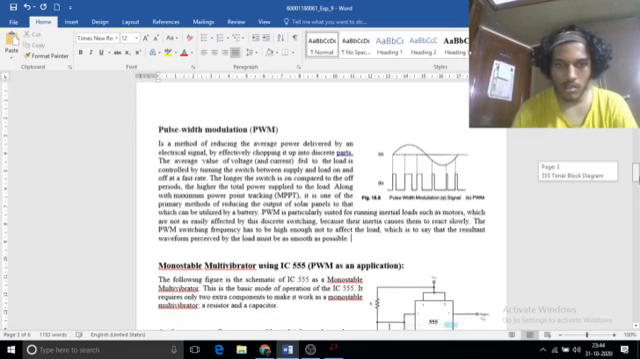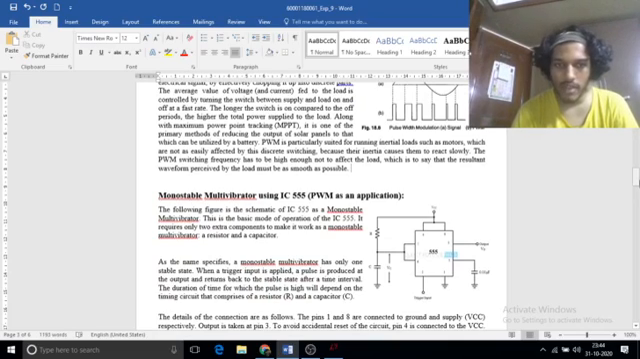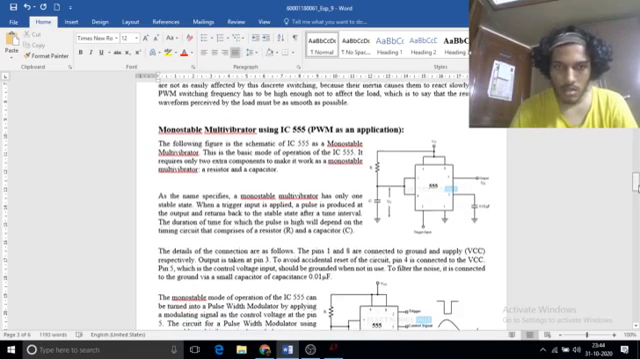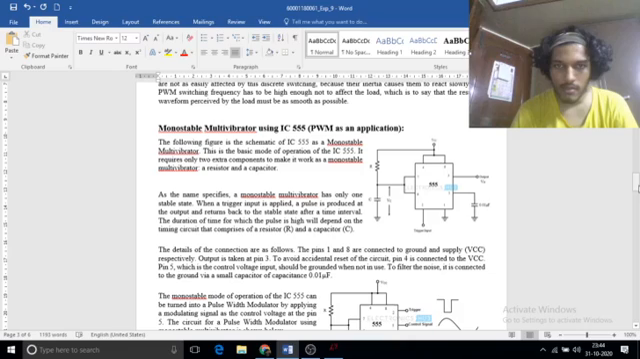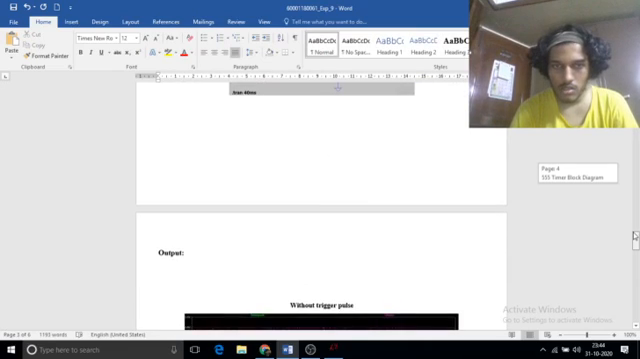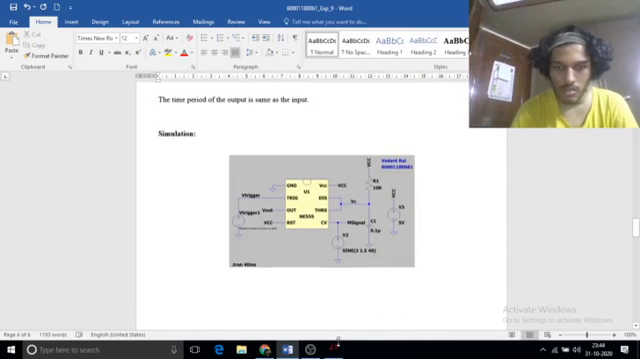we are using. We are using IC 555 as a monostable multi-vibrator. This is a major application of the IC 555 and it helps us in making the IC 555 into a PWM. This is a circuit diagram for a monostable multi-vibrator. We will now see the circuit diagram for the pulse width modulator.